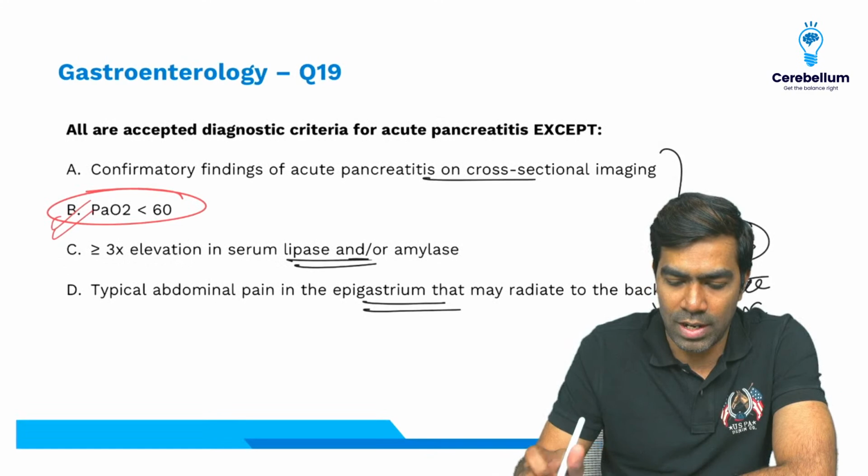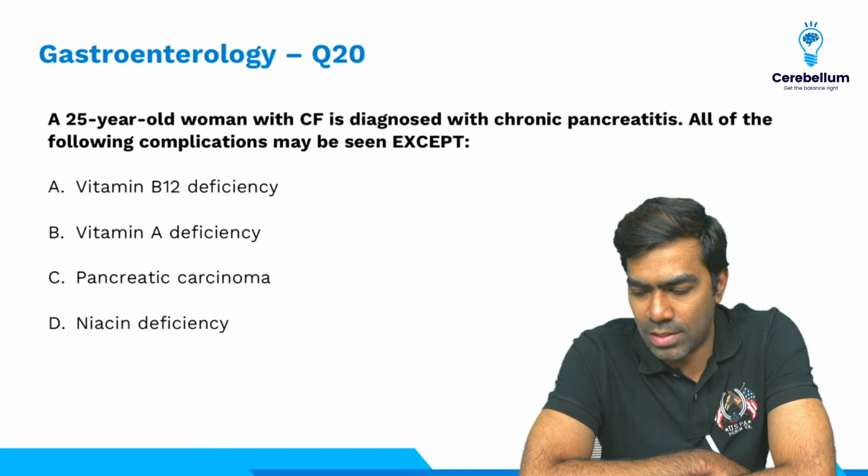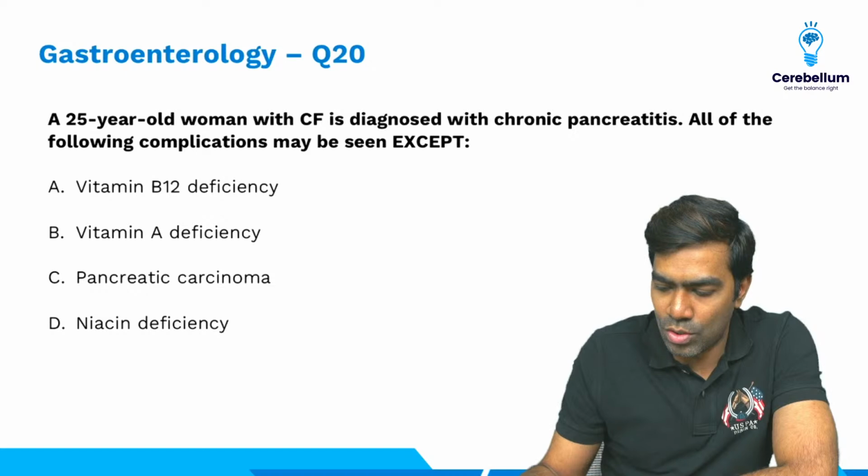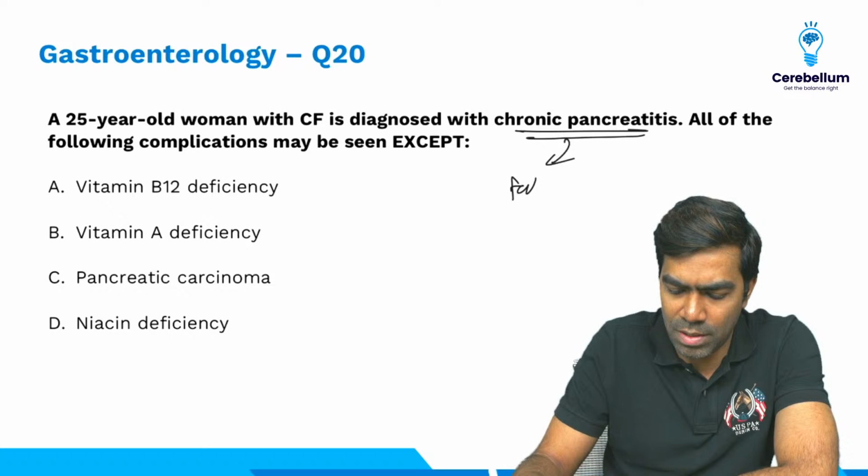Last one, an easy one, just a question based on nutrition. I have to touch upon all the areas. That's why: a 25-year-old woman with cystic fibrosis diagnosed with chronic pancreatitis, all of the following complications may be seen except. It's very simple. They have mentioned chronic pancreatitis, and chronic pancreatitis means there will be fat malabsorption.